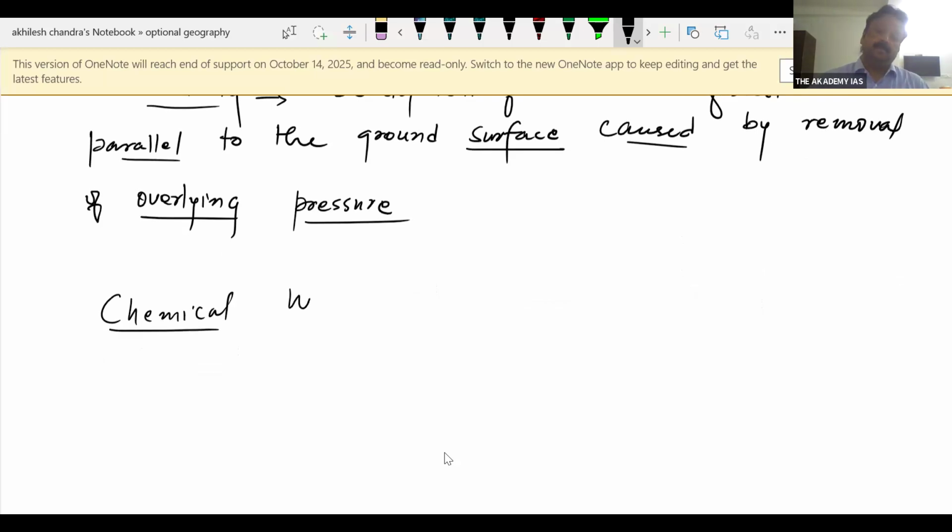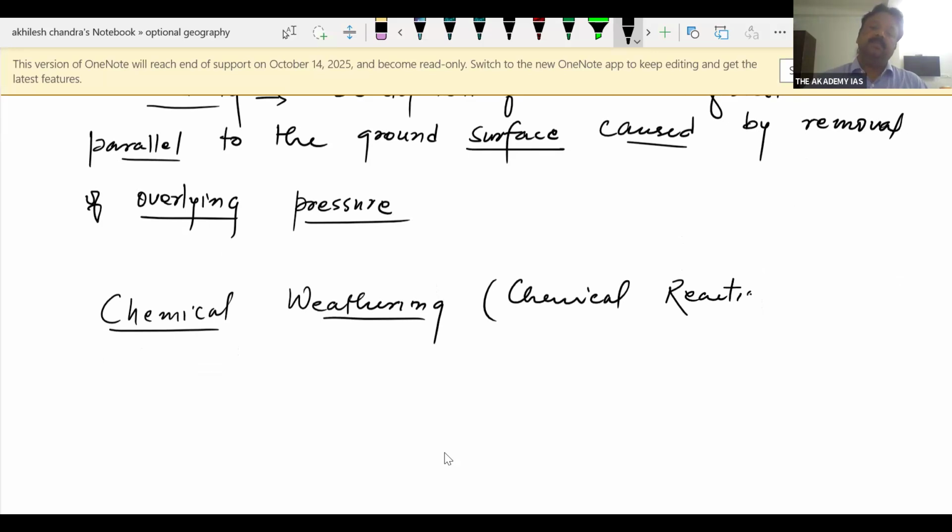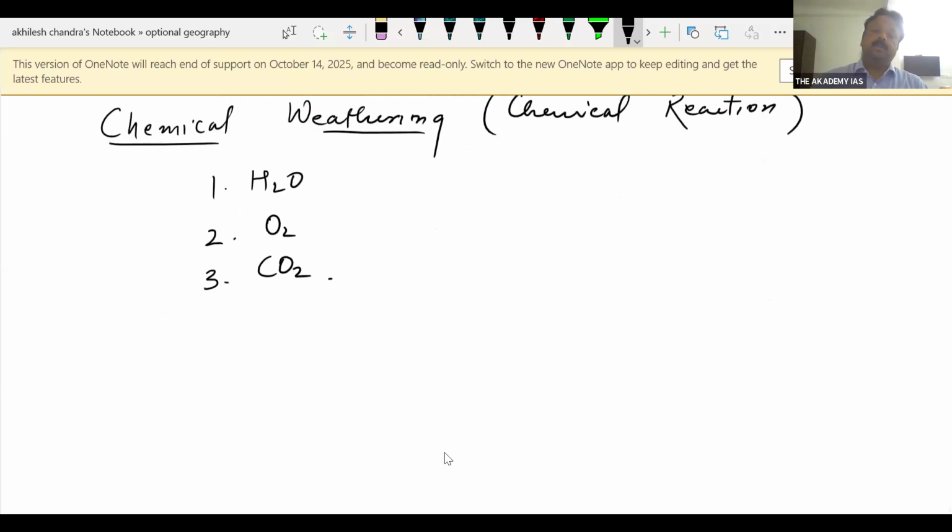Chemical weathering. And this involves chemical reaction. And there are three main agents for chemical reaction. The first one is water. Second one is oxygen. And the third one is carbon dioxide. Okay. So let's take up water.